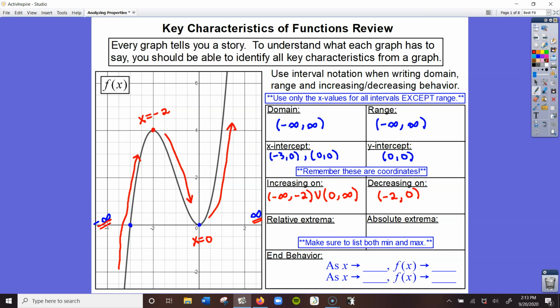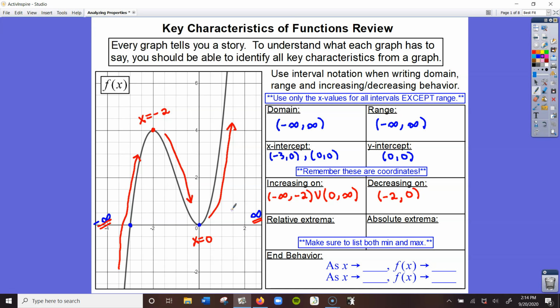Now your extrema. We have two types of extrema. We have relative and absolute. Relative is like your second place, whereas absolute is the absolute minimum or maximum. Extrema is the word that we use to describe minimums and maximums, so it just encompasses both.